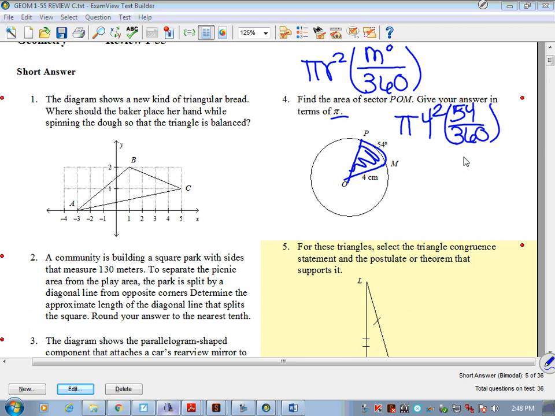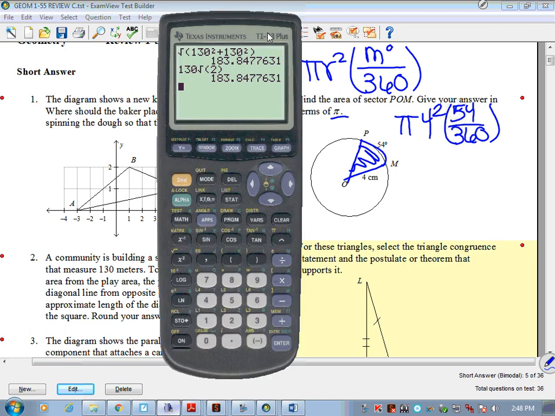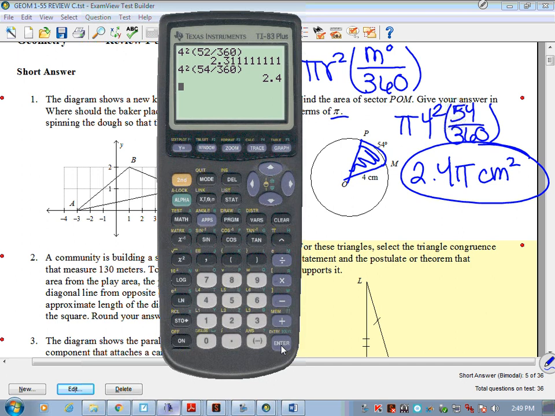And because I don't need the pi to answer the question, we are just going to do 4 squared times 54 divided by 360. And that's where my mistake was. So you want to be careful in how you plug in your calculator. Your calculator won't give you the right answer unless you give it the right numbers. It comes out to 2.4 pi, because we're solving in terms of pi, centimeters squared. Okay, and that's our work on that question.